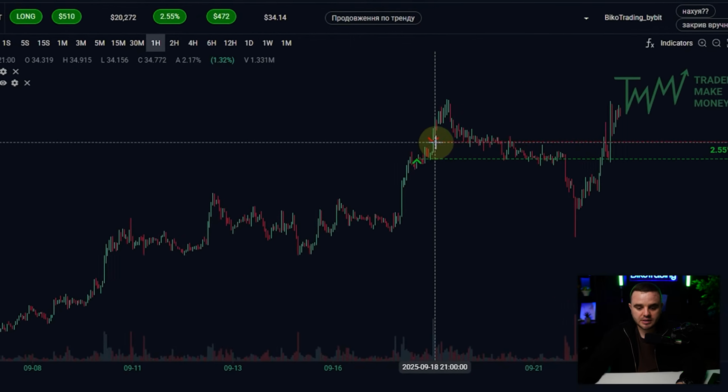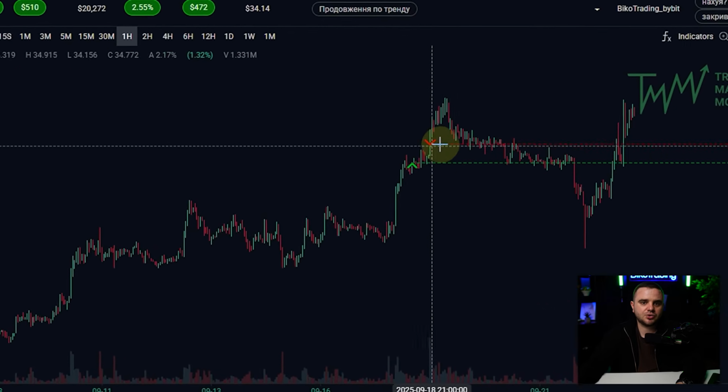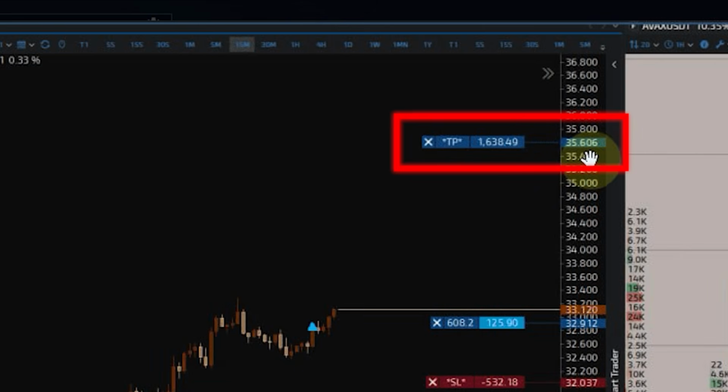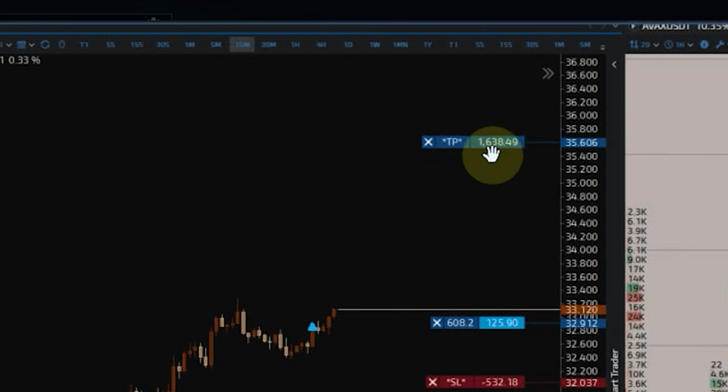And after that, honestly, I closed this trade too early because I went to sleep. It was 21 o'clock, but in the end, my entire take profit was at 35.60, which would have been 1,600. As you can see, if I had kept this trade longer, I would have made way more money. What's the catch here to take such a trade in the future?